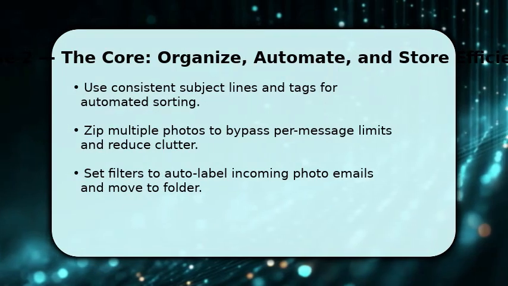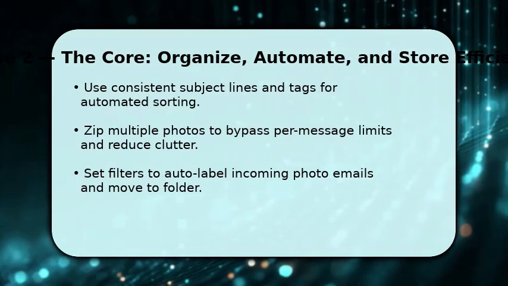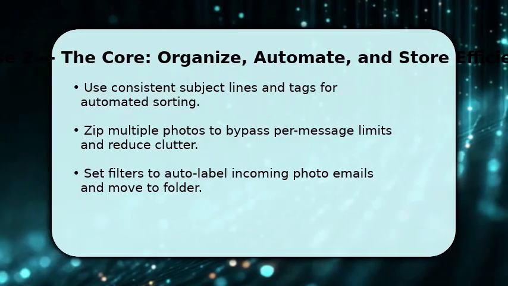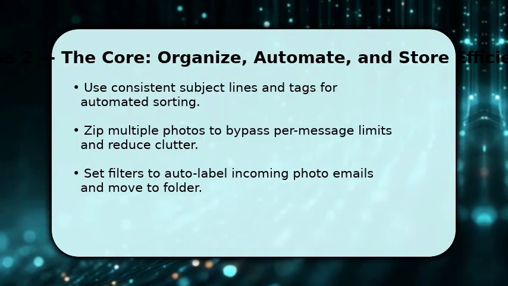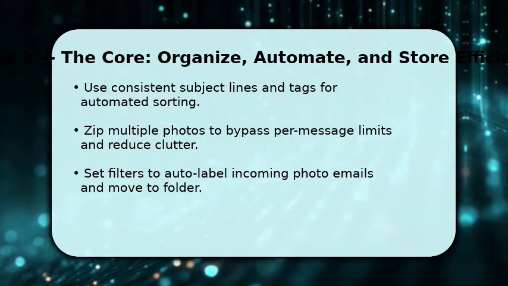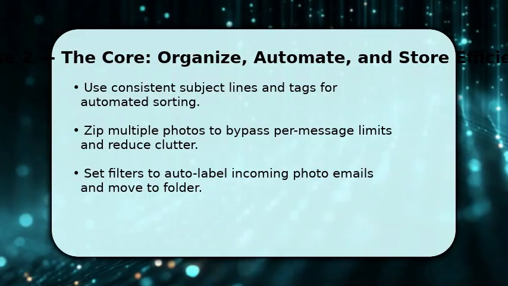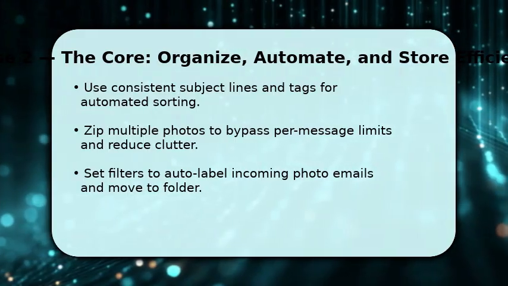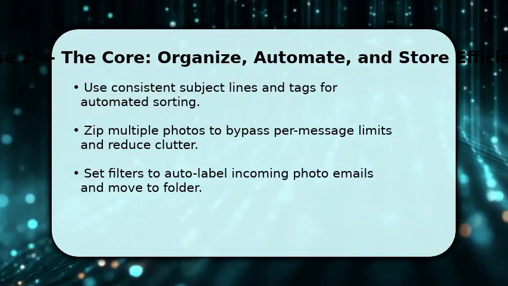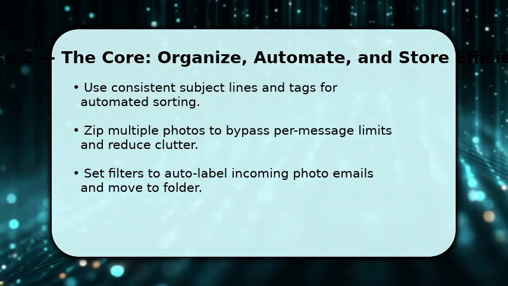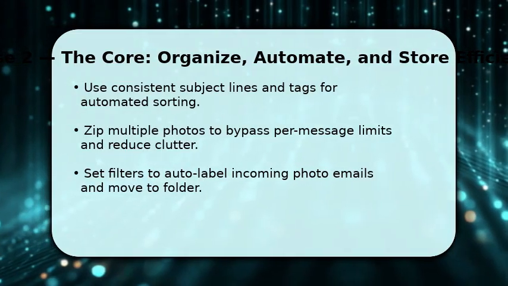Now you build structure. Name messages with date and keyword so subject lines become quick search terms. When you have many images, zip them into one archive. This bypasses per message limits and keeps threads tidy. Then set up email filters or rules that auto-label, star, or move incoming photo messages into your Photos EI folder, so future uploads skip manual filing.